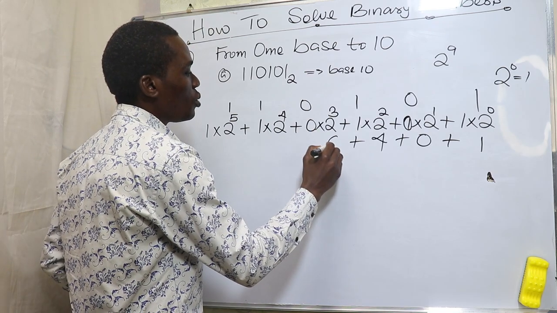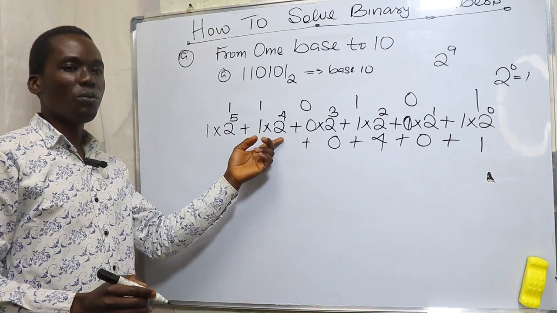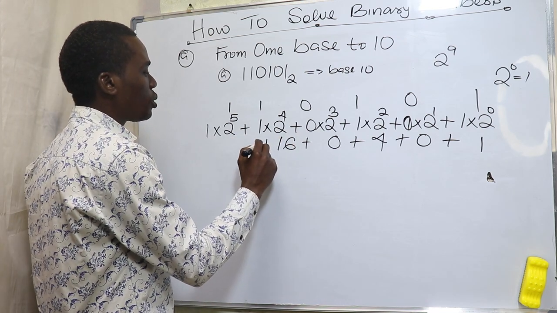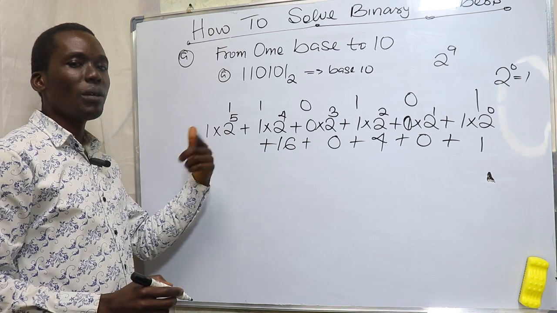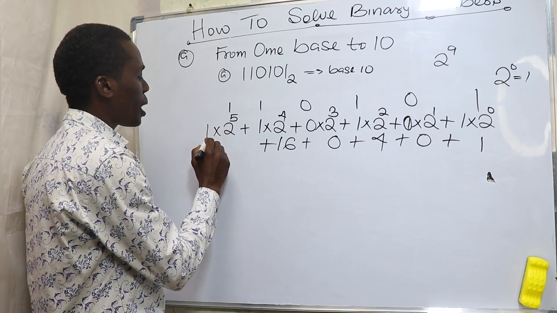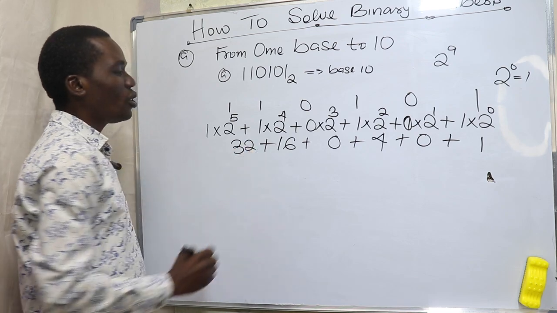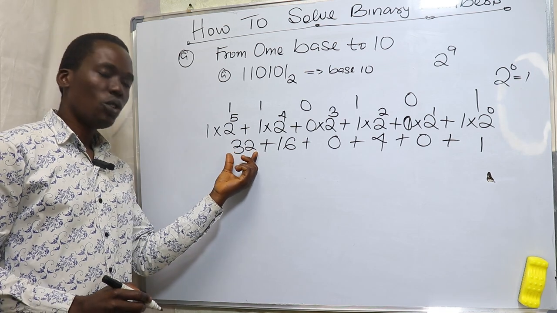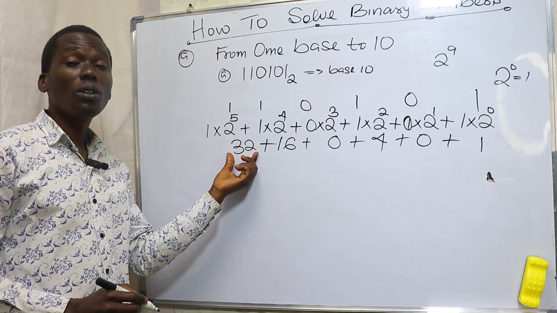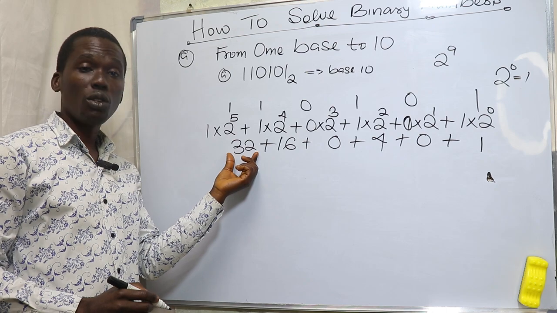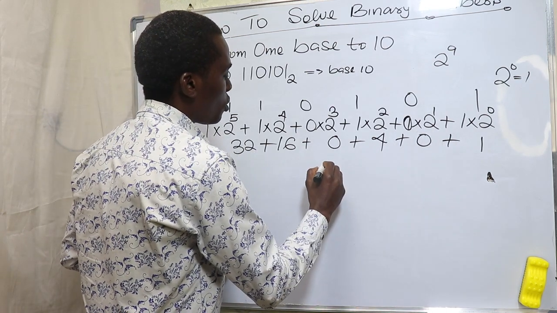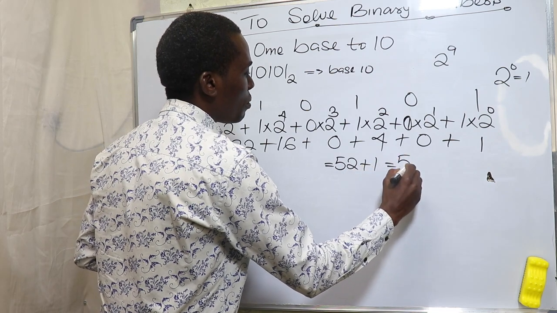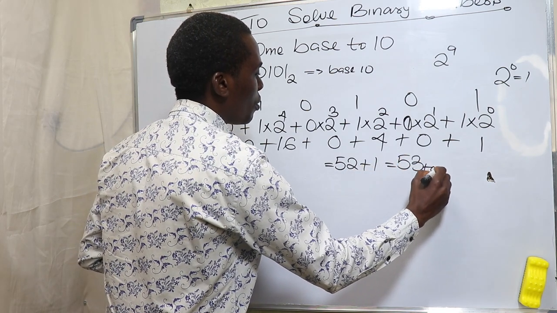8 times 0 go still give me 0, plus 2 times 2 4, 4 times 2 8, 8 times 2 na 16, 1 times 16 go give me 16 plus 2 times 2 4, 4 times 2 8, 8 times 2 16, 16 times 2 go give me 32 times 1 go give me 32. So if you add all these things, wetin go give you? 16 plus 4 go give us 20 plus 32 go give us 52. Then we will add 1 to am. So that 52 plus 1 go give us what? 53 for base wetin? For base 10.